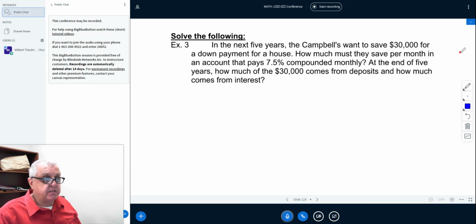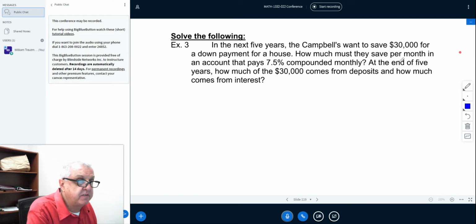Okay, in the next 5 years, so time is 5 years. The Campbells want to save 30,000. So that's the future value. In the future, they want to have $30,000 to pay down on a house. How much must they save per month?